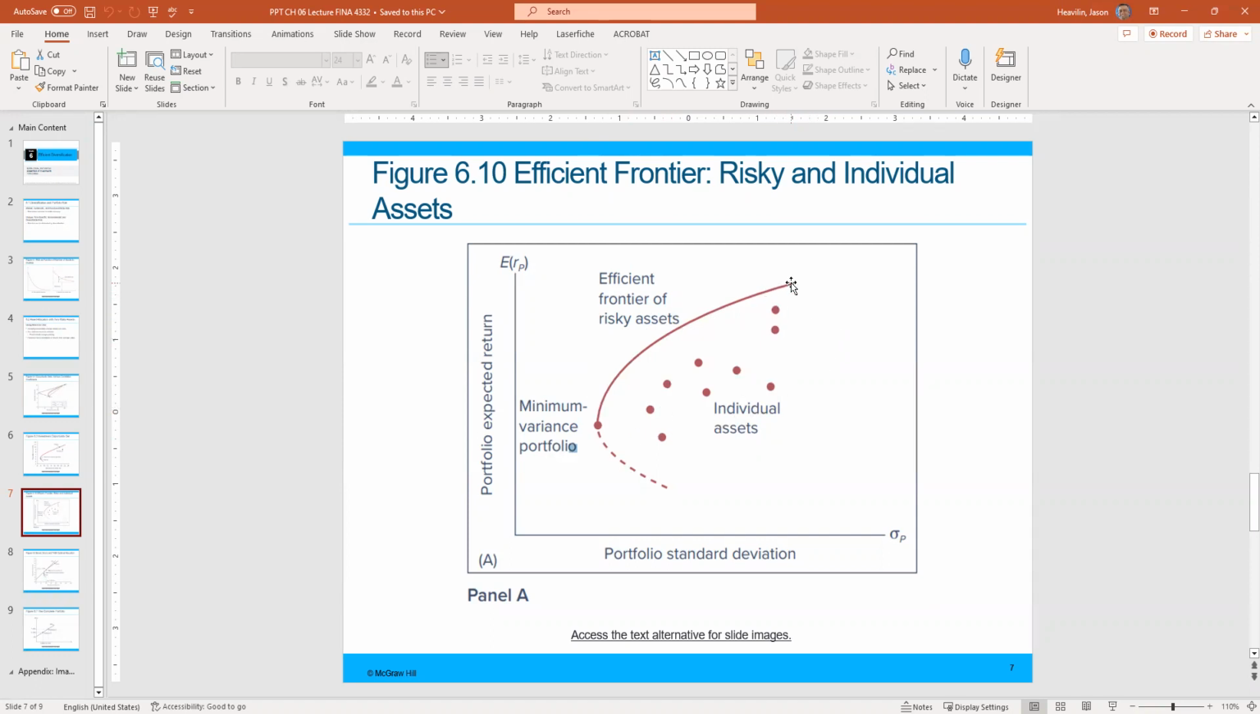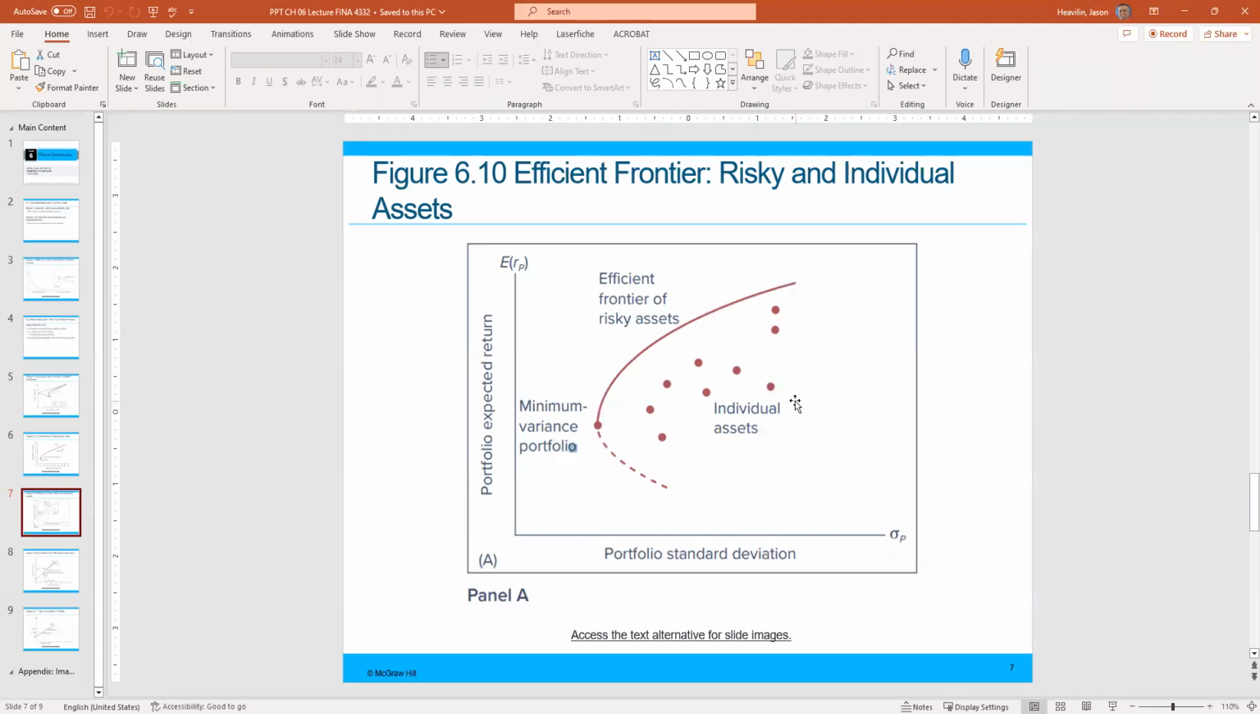By the way, everything on the line is efficient. Everything under the line, we're going to call inefficient, and I'll explain a little more why. And anything above the line is called unattainable. Getting on this line is the best you can do with this set of assets. We're going to talk in a minute about how you can use the risk-free asset to get above the line, but without a risk-free asset involved, this is your limitation. That's what's called the frontier.